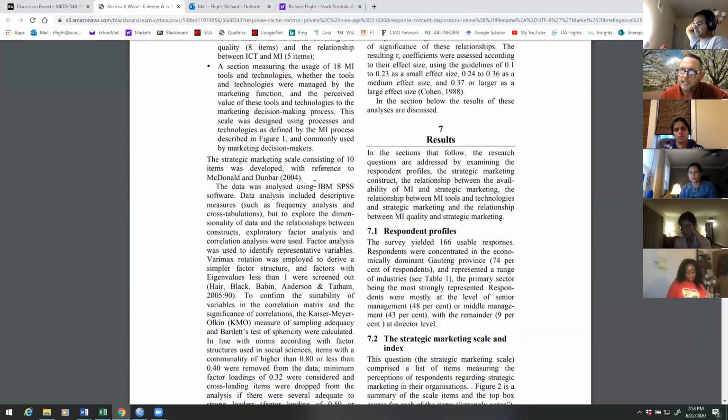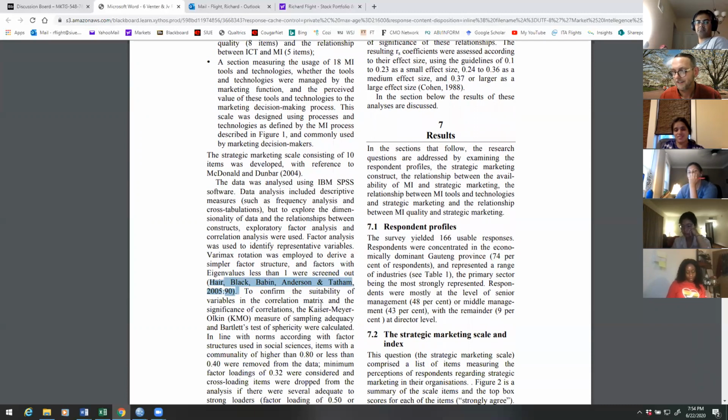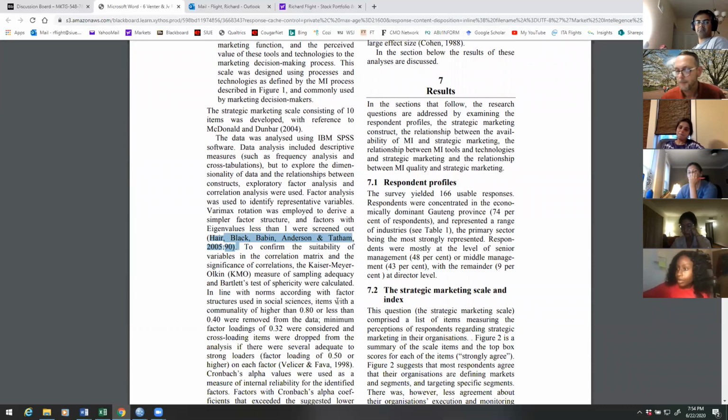Hey, they used SPSS software. Yay. They used a Varimax rotation. Okay, no problem, we know what that is. They used the eigenvalue. Eigenvalues less than 1 were screened out. Hey, look at this, I think they used our textbook as a reference. Okay, we could do that too.